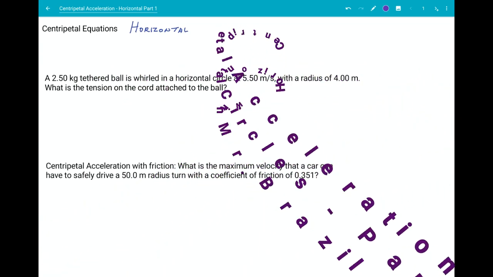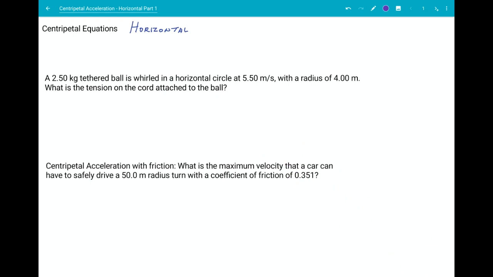Now, to start, centripetal acceleration has to do with an object moving in a curve, and anytime an object is moving in a curve, the velocity is tangent to that curve. And therefore, the velocity vector is changing. Anytime you have a velocity vector changing, you have an acceleration. And in this case, the acceleration is towards the center, a sub c.